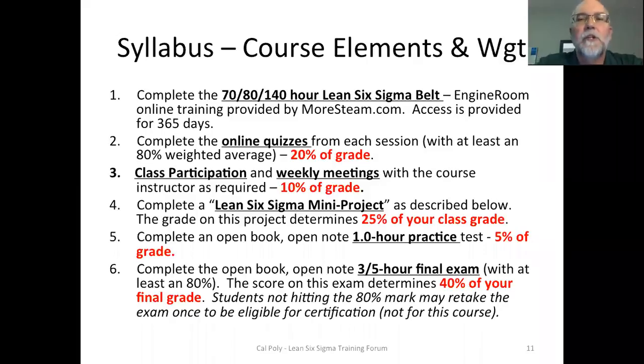Class participation. So I've got a list that I'll share with you, but that's going to be 10% of your grade. Submitting those resumes, on-time completion of quizzes, and getting your index card. Those are examples of what class participation looks like. You have to do a Lean Six Sigma mini project. So this is 25% of your grade, and I'll describe what that mini project looks like. But that's a significant chunk.